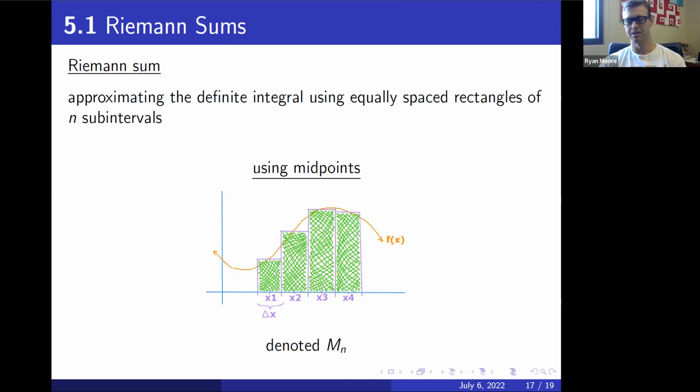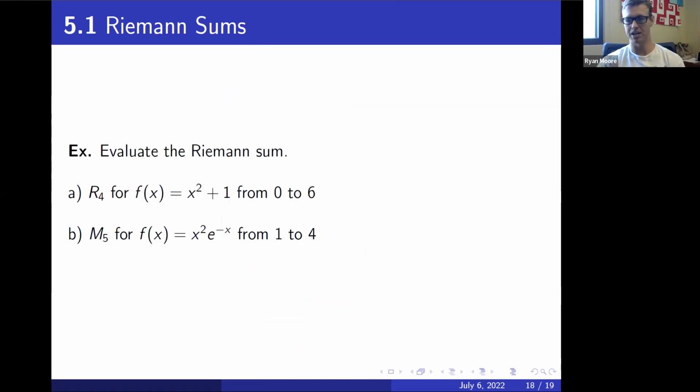Okay. Hopefully just the concept makes sense. How do we actually do an example? How do we actually perform this? Let's check out these two. Evaluate the Riemann sum. We're gonna do a right endpoint in part A and a midpoint in part B. So part A, we're gonna find R4 for f of x equals x squared plus 1 from 0 to 6. And part B, M5 for f of x equals x squared e to the negative x from 1 to 4. All right, let's do it.